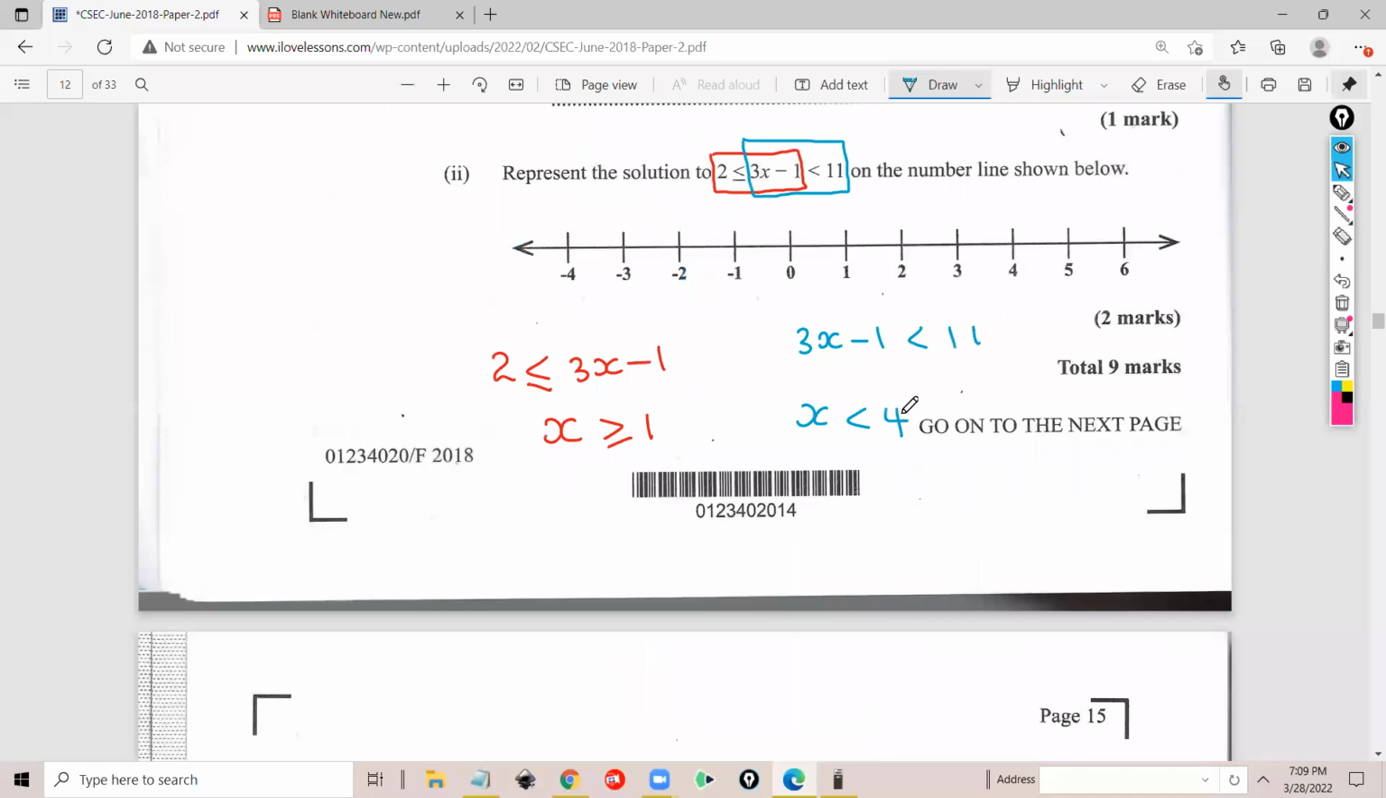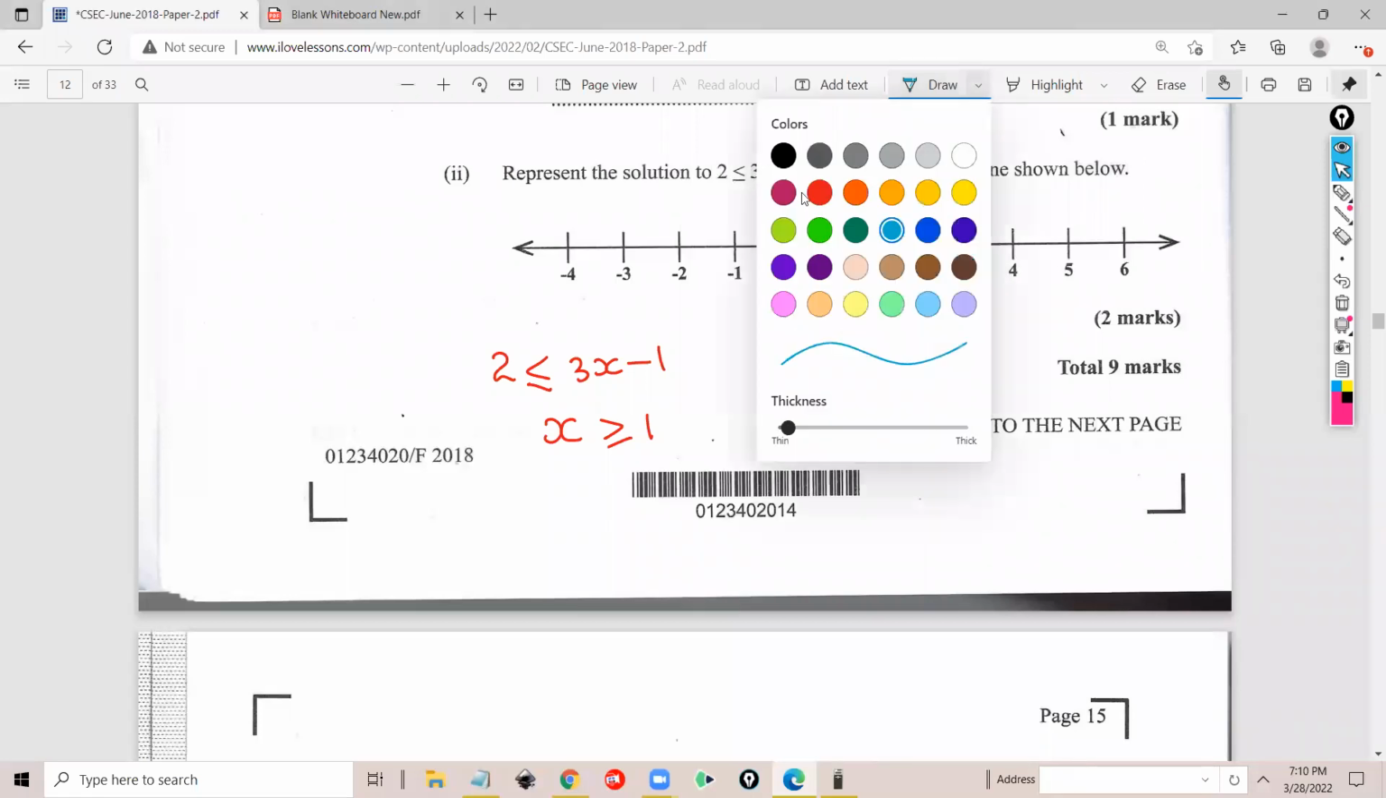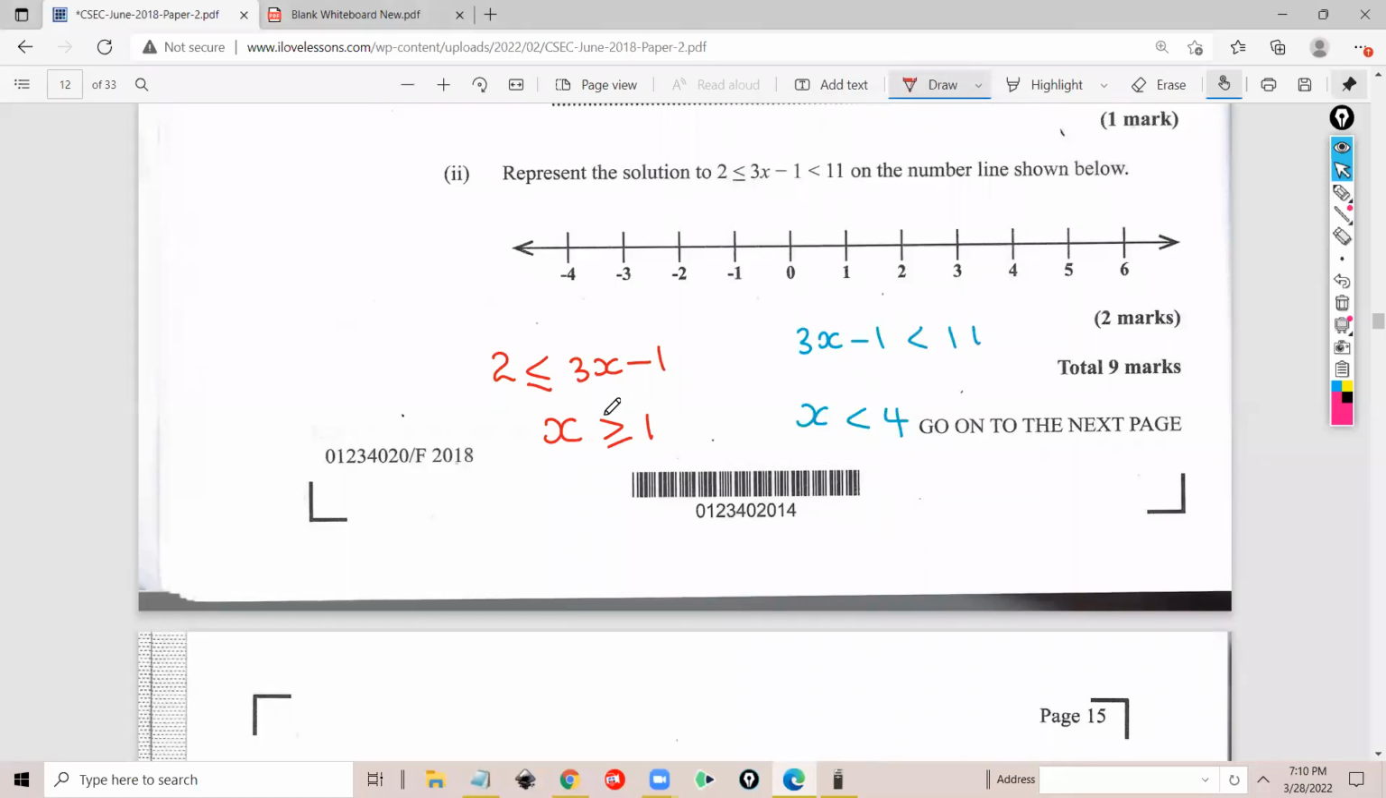So what they want us to do now is represent this on the number line there. All right. So everyone take down up to there, right? I'm gonna have to clear up a little bit to do this question. Right. So take 10 seconds. For the red solution, right? X is more than or equal to 1. So we're gonna look for positive 1. Look for positive 1 here, right?